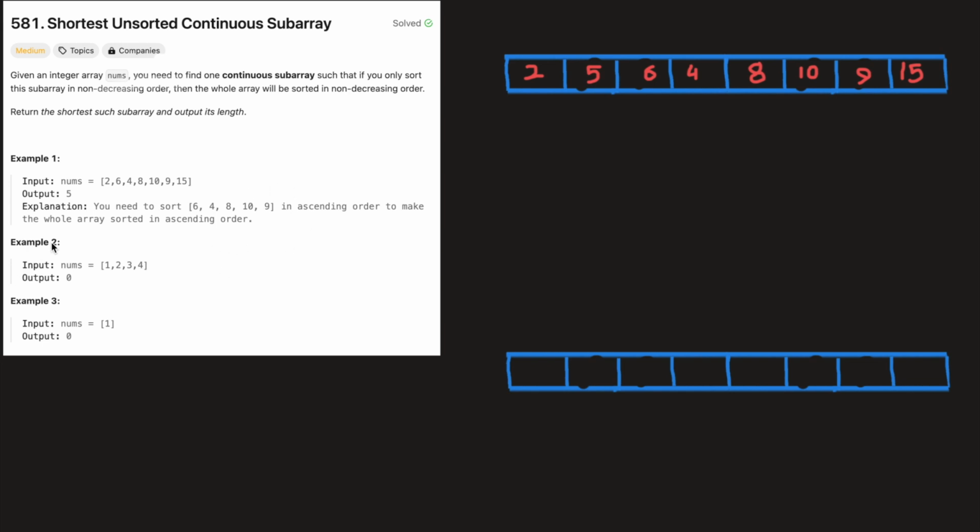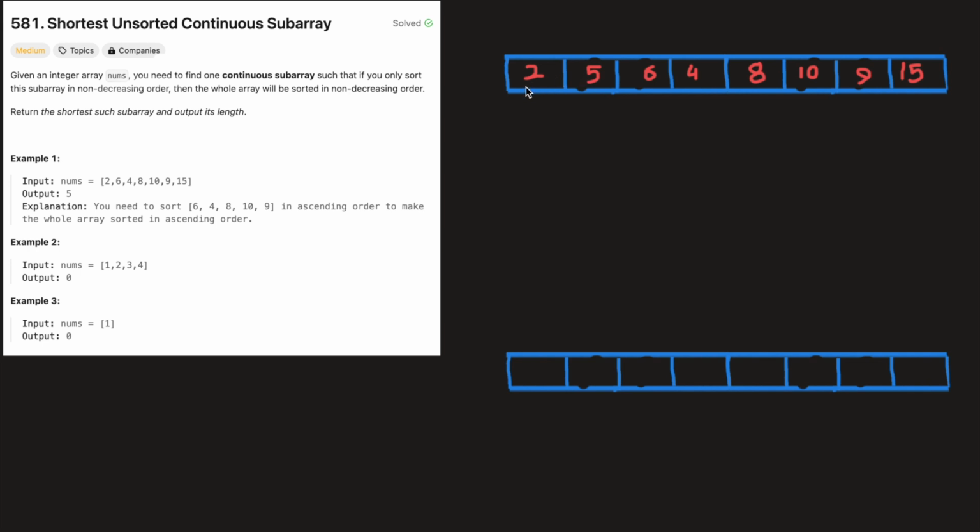In example 2, it is already sorted. The shortest subarray for which we have to get the array sorted is 0, because there doesn't exist any subarray within it which is unsorted. Everything is sorted. The same goes with example 3.